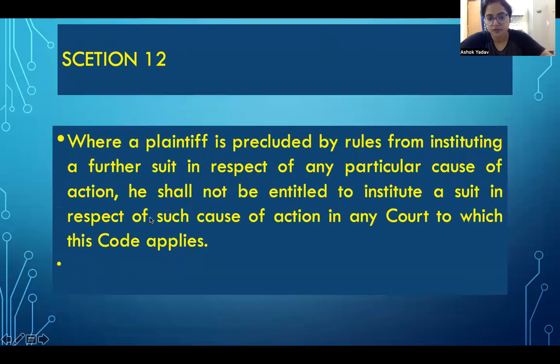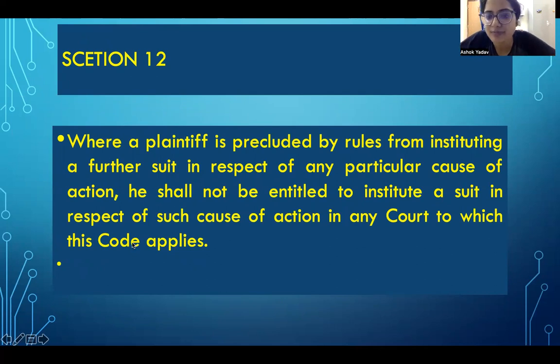So now we will be going to section 12, which says where a plaintiff is precluded by rules from instituting a further suit in respect of any particular cause of action, he shall not be entitled to institute a suit in respect of such cause of action in any court to which this code applies.